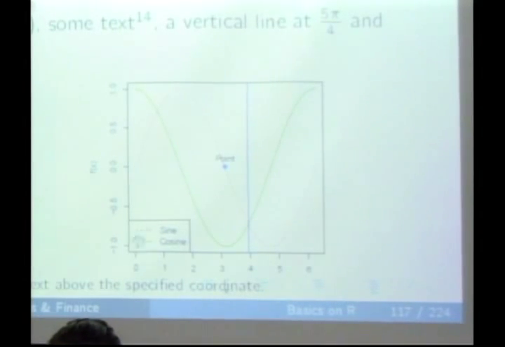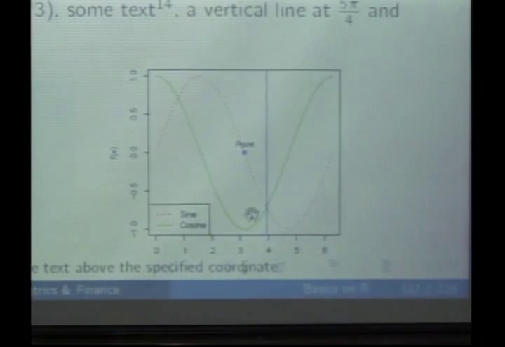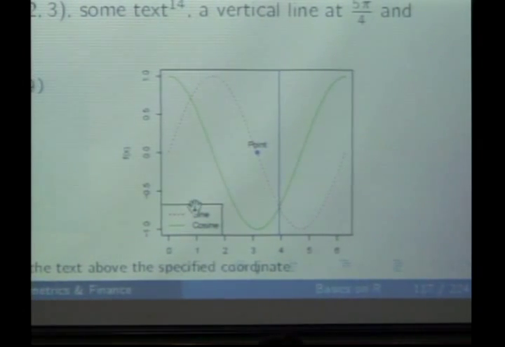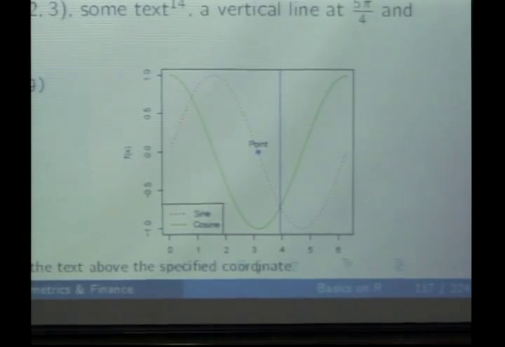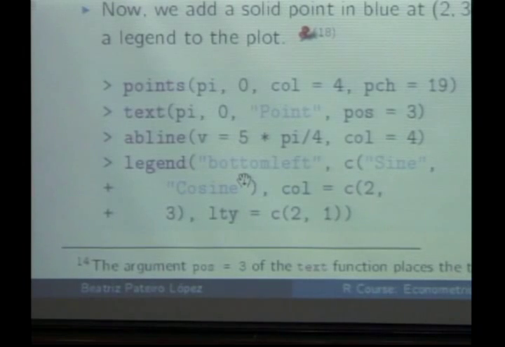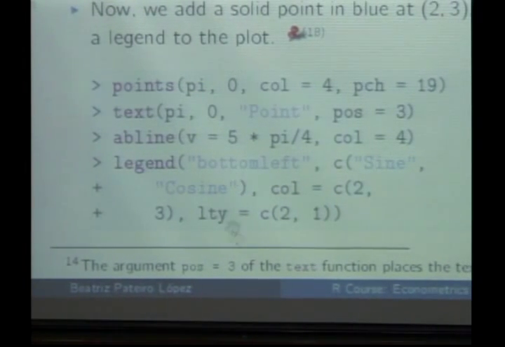And finally, I want to add a legend to say that in red I have the sine function, and in green I have the cosine function. So legend, where I want the legend, the bottom left or top left or bottom right, or a coordinate where I want to write the legend. The text inside the legend is a vector: the first component is sine, the second component is cosine. The colors: the sine is in color red and the cosine is in color green. And finally, the type of line that I want to represent. The sine function is represented with the dashed line, so this is 2, and the cosine function is represented with a solid line, which is 1.